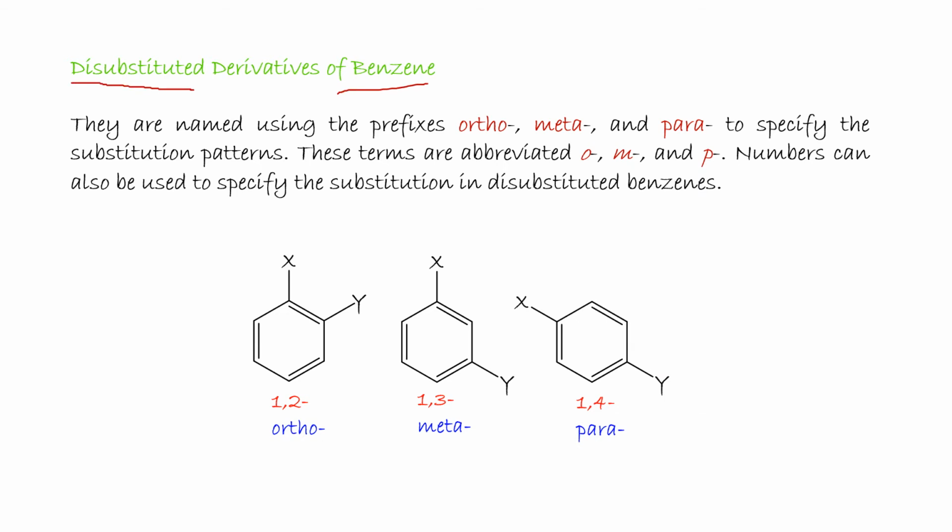Disubstituted derivatives of benzene are named using the prefixes ortho, meta, para, abbreviated o, m, p. Numbers can also be used to specify the substitution in disubstituted benzene. So if you have X and Y, here is 1, 2, or ortho. Here is 1, 3, or meta. Here is 1, 4, or para.